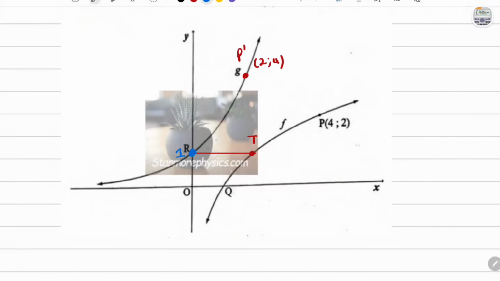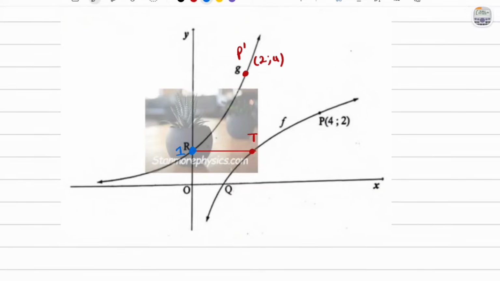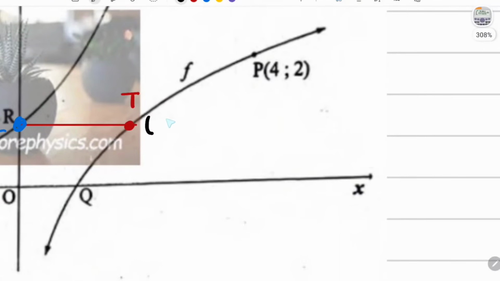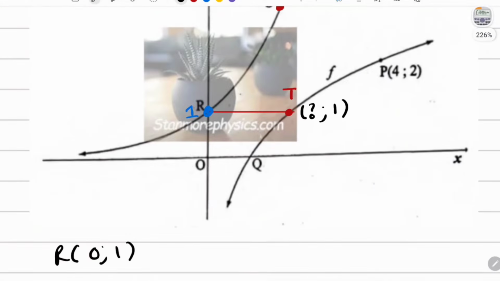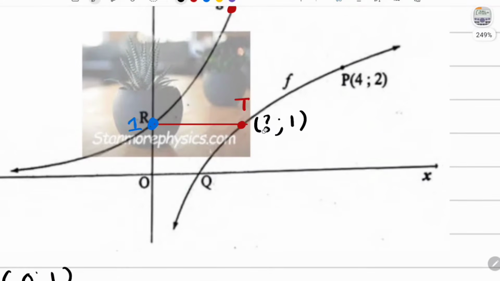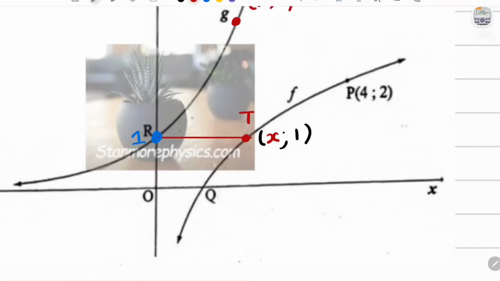That's something that you're going to notice with these graphs all the time. You can calculate it if you want, but it's going to be 1. So now we know that r is (0; 1). And so that would mean that t, its coordinate, is (something; 1). Okay, so we know the y value now. Since we know the y value, we can actually find the x value, because this t lies on the graph of f. And because it lies on the graph of f, we can substitute this y value of 1 to get our x value. So let's go ahead and do that.